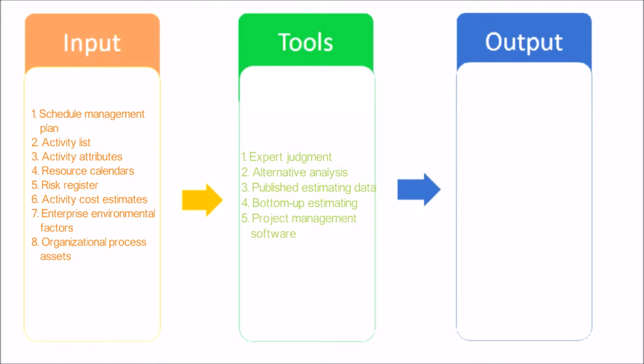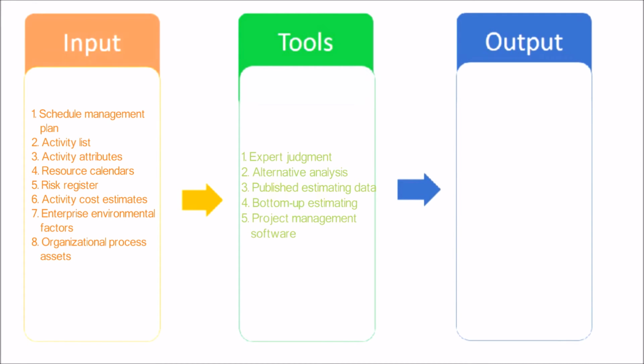Alternative analysis. Many schedule activities have alternative methods of accomplishment. Published estimating data. Bottom-up estimating. Bottom-up estimating is a method of estimating project duration or cost by aggregating the estimates of the lower-level components of a WBS. Project management software.